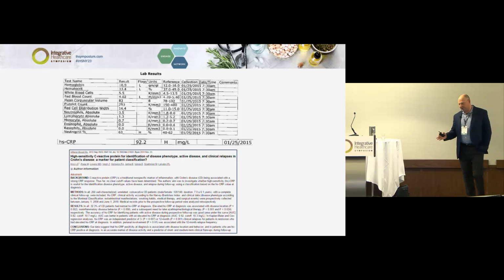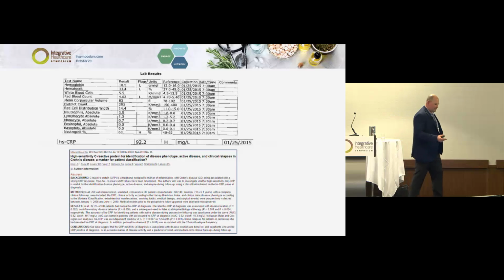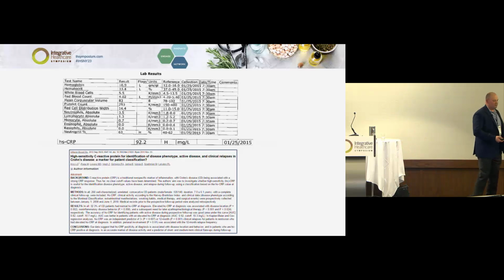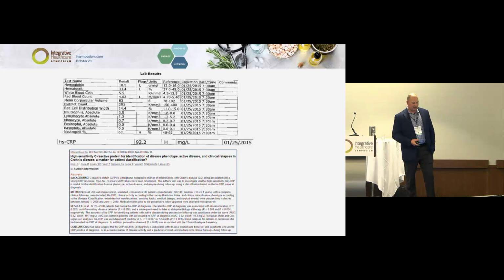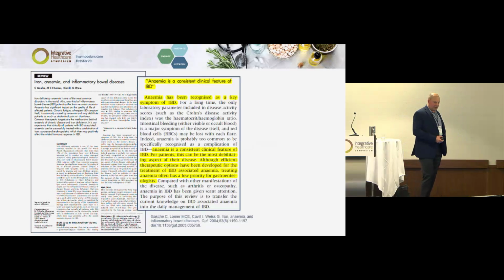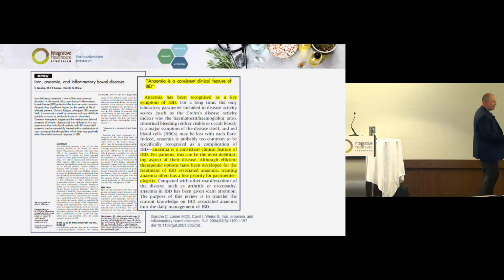Now, I just want to say, the only reason they probably didn't say that is because they were planning on putting on a biologic and a lot of this stuff was going to get improved. But the point is, there's not really great communication. When it comes to the anemia, I found this great study that showed how anemia is a recognized key complication of IBD, and although efficient therapeutic options have been developed for the treatment of IBD-associated anemia, treating anemia often has a low priority for GI docs. And that's exactly what we saw here.